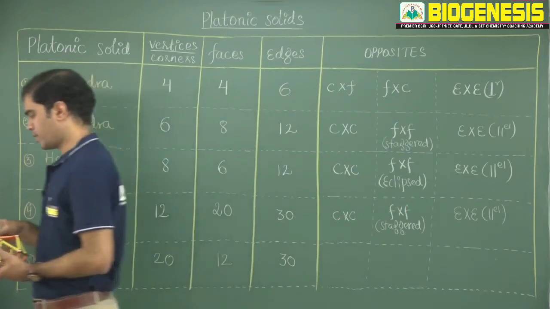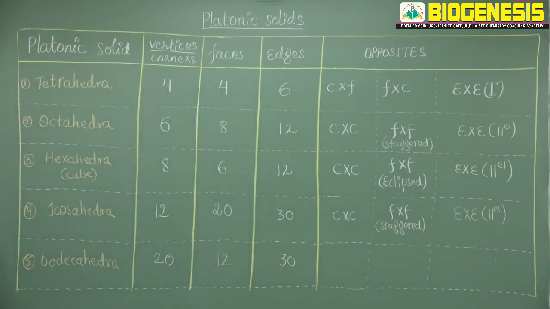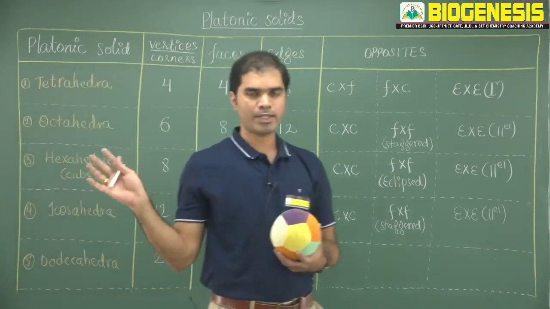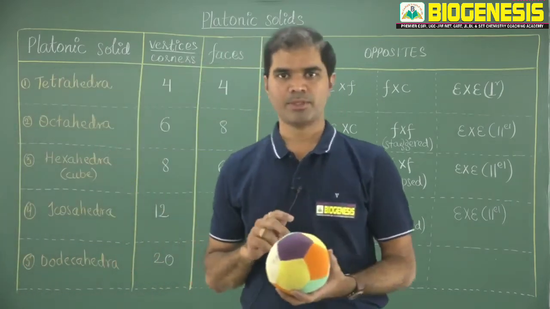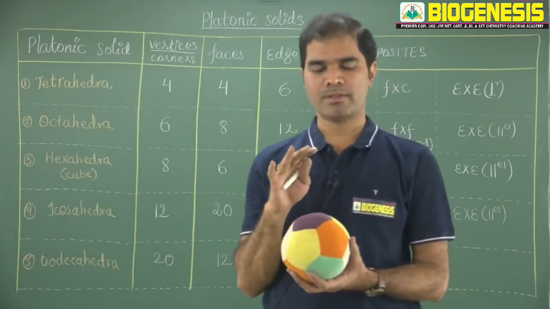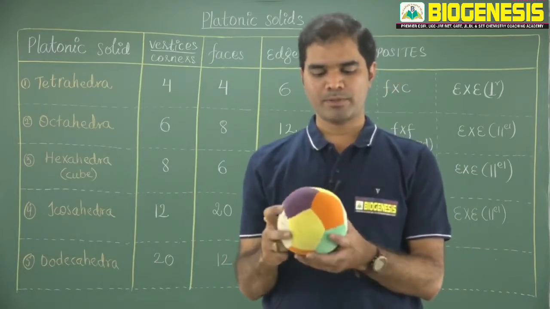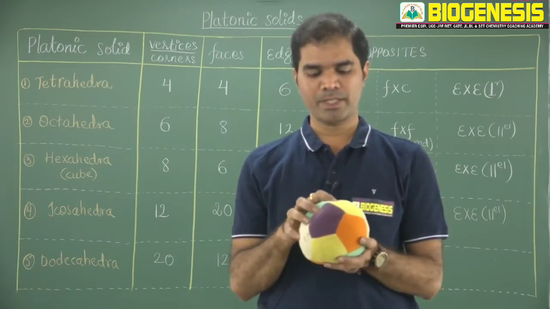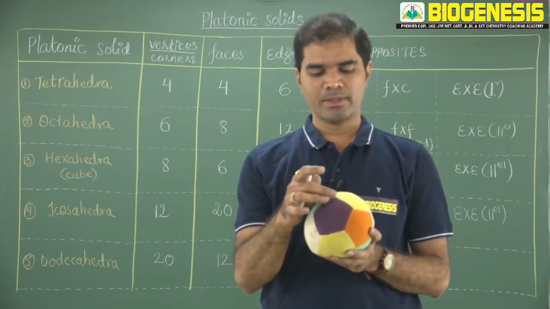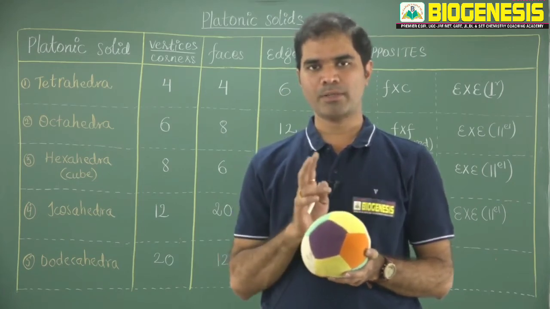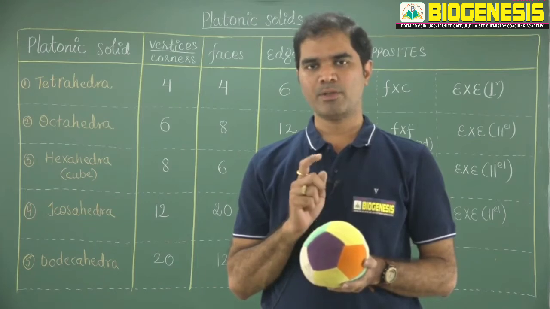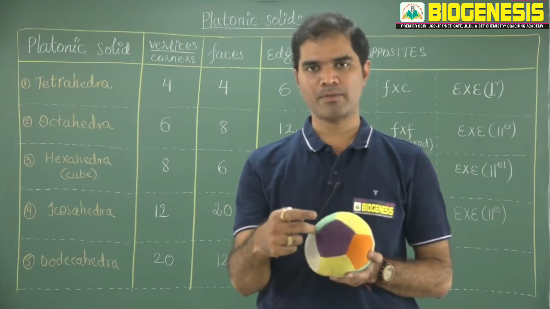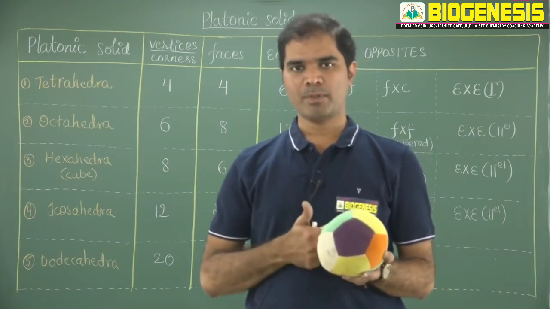Finally coming to dodecahedra. Construction of a dodecahedral model is difficult from those sticks, because it will not stay, the strength will not be there, it will just fall off. So for that purpose I have just taken a soft ball. You can buy it from any store. For this dodecahedra, dodec means 12. There will be 12 faces, and these 12 faces will be pentagonal faces. You can see the purple one that I am showing. All these will be pentagonal faces.